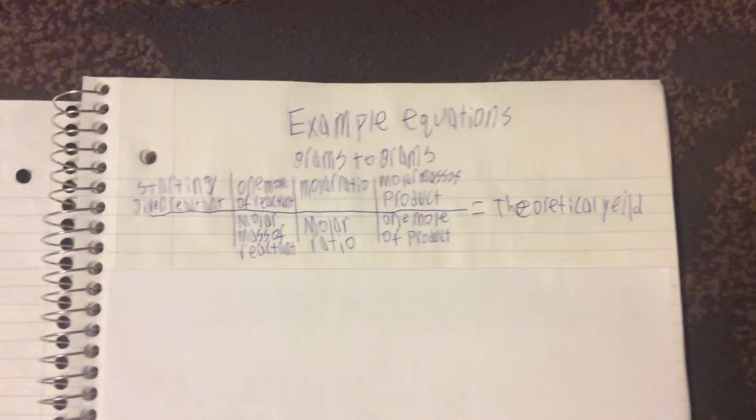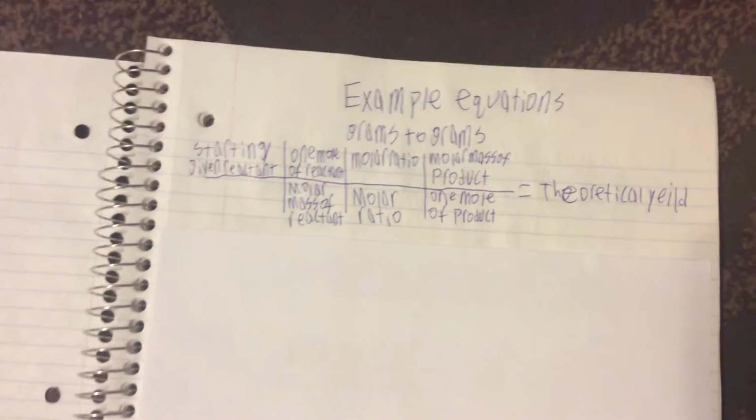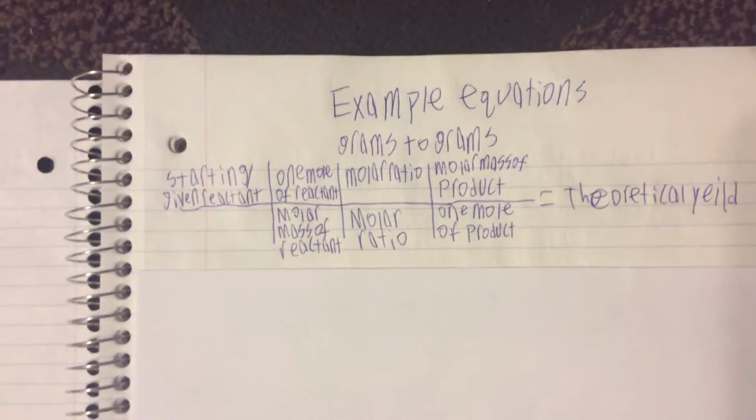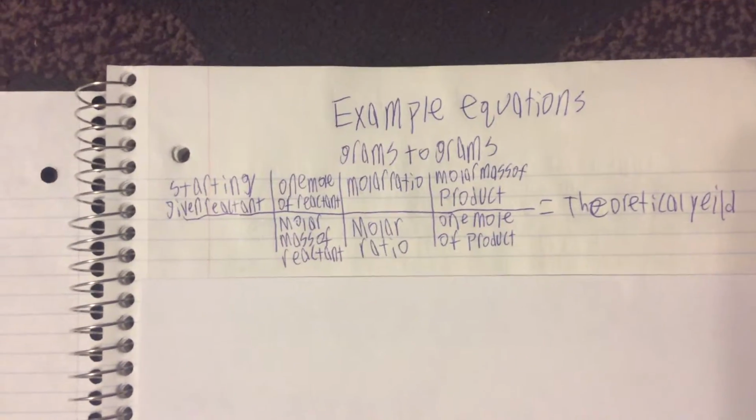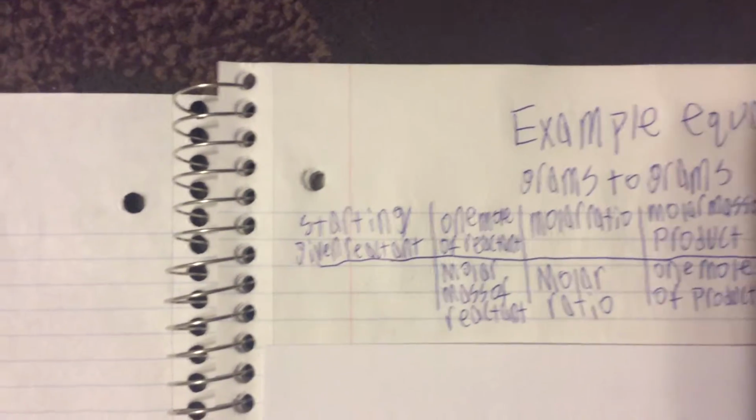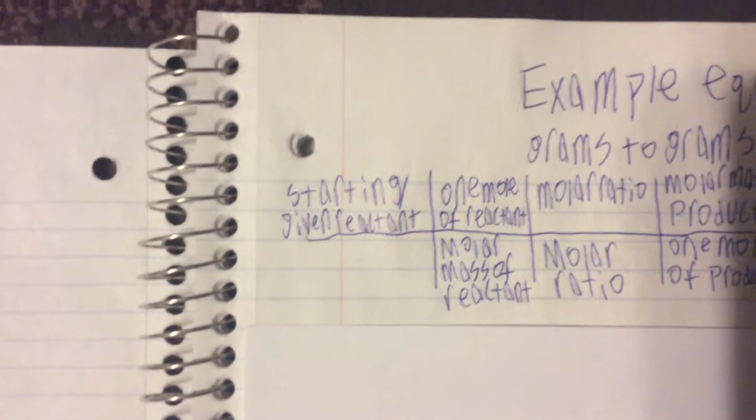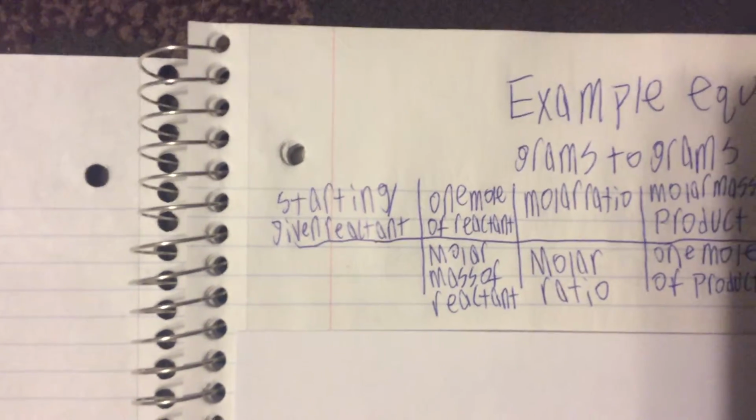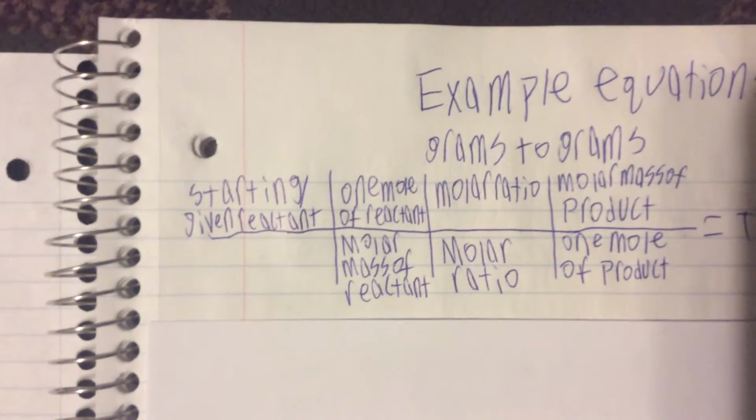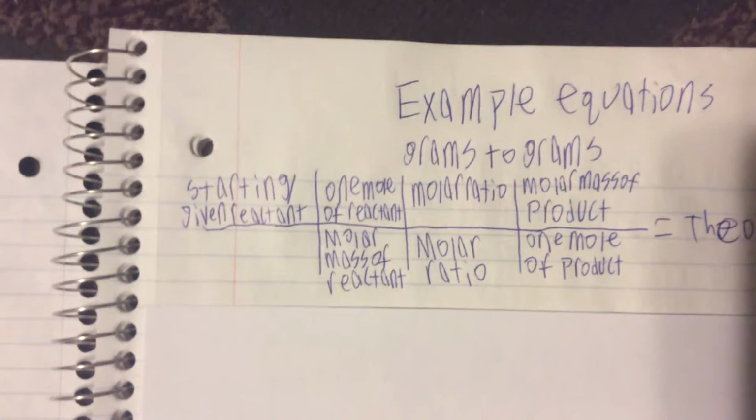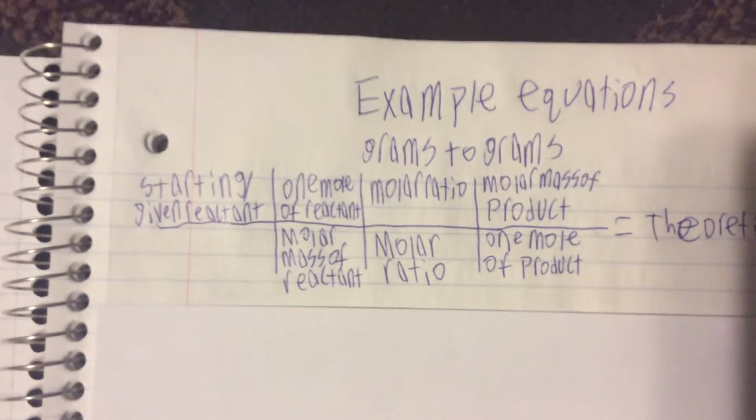I'm going to show you some example equations. First off, this is just the general format of a stoichiometry equation. Whoever is asking you the question will give you your given, and you'll place it here on this little format for your problem, and then you'll find the molar mass of this given reactant, and you'll put that underneath 1 mole of the given reactant.